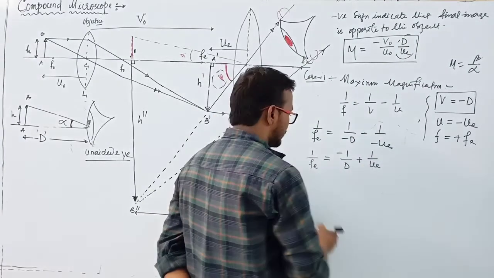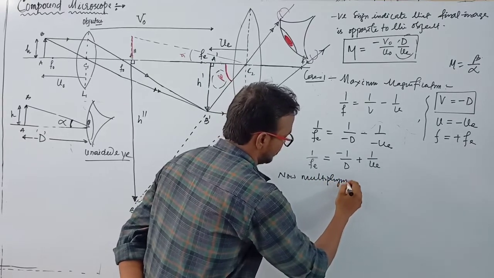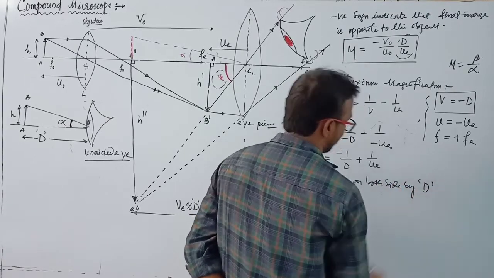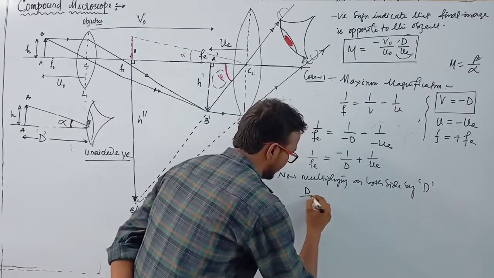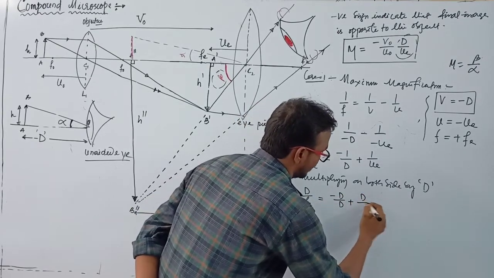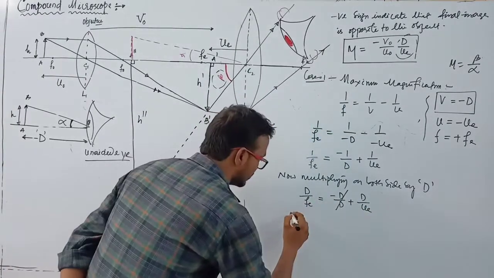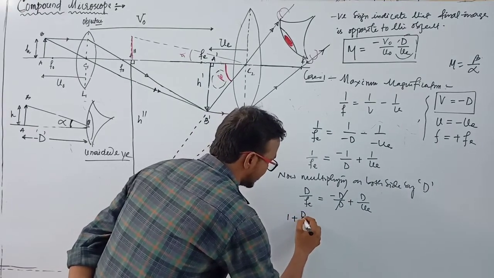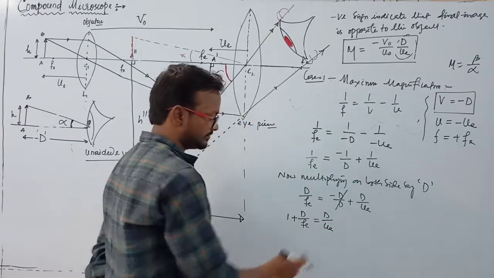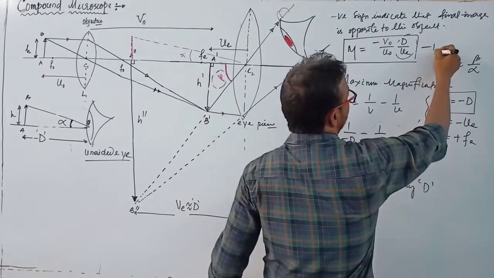Now multiplying on both sides by D, capital D, we get the formula D by Fe equal to minus D by D plus D by Ue, and D here cancels, minus 1. If you take this minus 1 to the left hand side, 1 plus D by Fe equal to D by Ue. Clear? And D by Ue, suppose this is equation number 1.